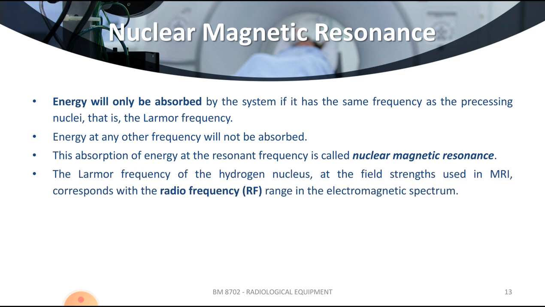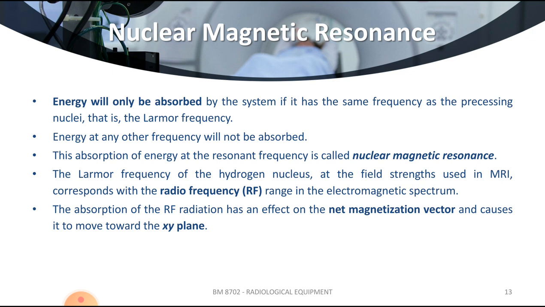When we talk about the hydrogen nucleus, we use a radio frequency range because the Larmor frequency of hydrogen nucleus corresponds with the radio frequency range in the electromagnetic spectrum. When we talk about the components of an MRI system in the upcoming lectures, we will see the different coils and their purpose in detail. But why we choose the radio frequency coils in MR system is that the Larmor frequency of hydrogen nuclei corresponds to the radio frequency range in the electromagnetic spectrum.